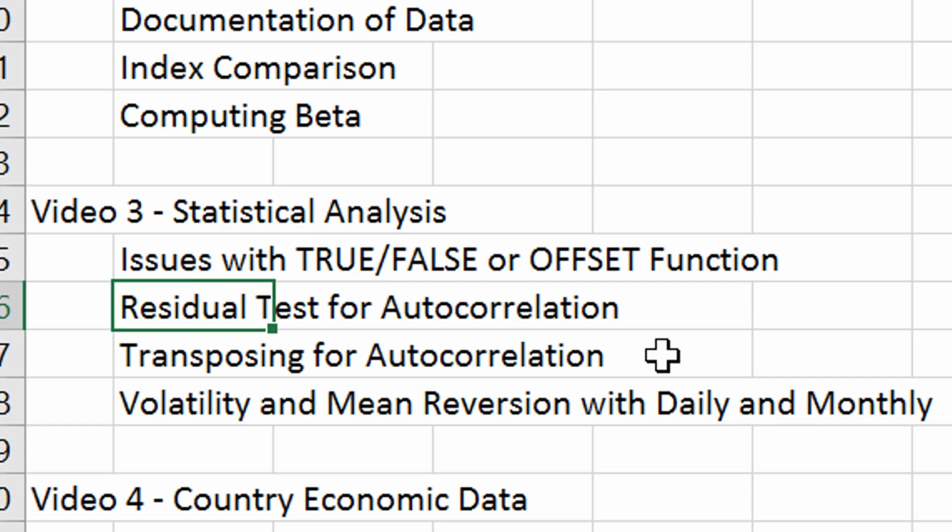So number one, don't be afraid to do statistical analysis. Number two, use an autocorrelation adjustment. Number three, it doesn't work in statistical packages, so why don't you do it yourself anyway? And then I'm going to talk about the volatility.